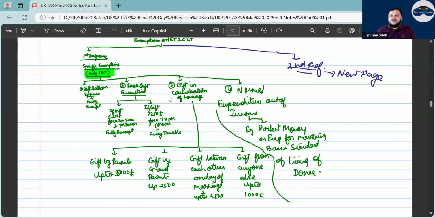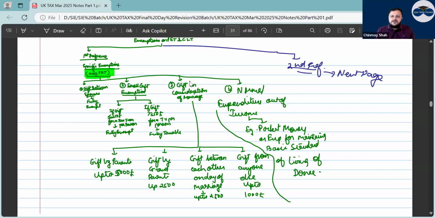Then gift in consideration of marriage. Now, if you are a parent of a person who's getting married and you gift him 5,000, up to 5,000, no tax. Correct or not? Above 5,000, it will be taxable. So let's say 10,000 gifted minus 5,000. But sir, less than 250 fully exempt, more than 250 fully taxable, correct?